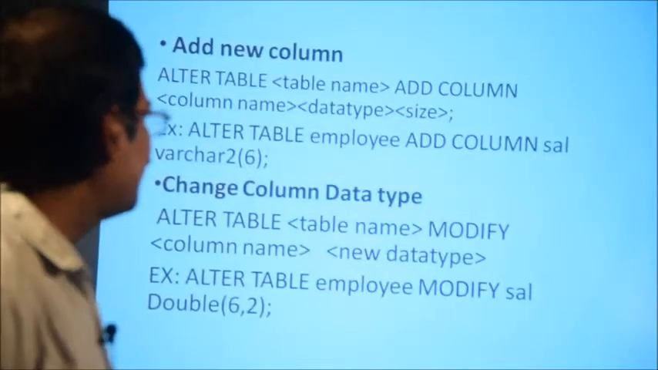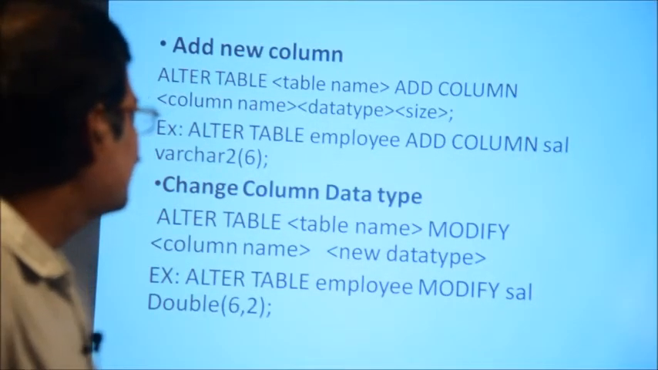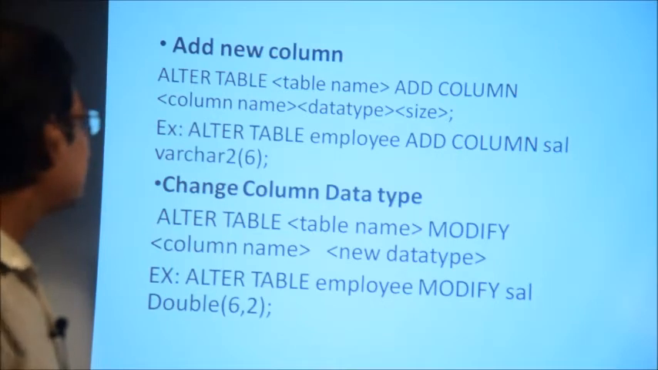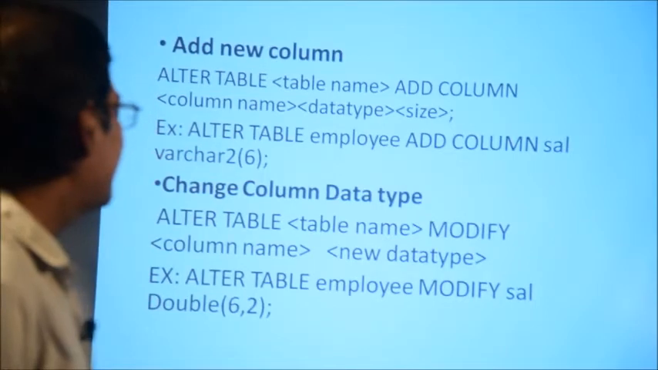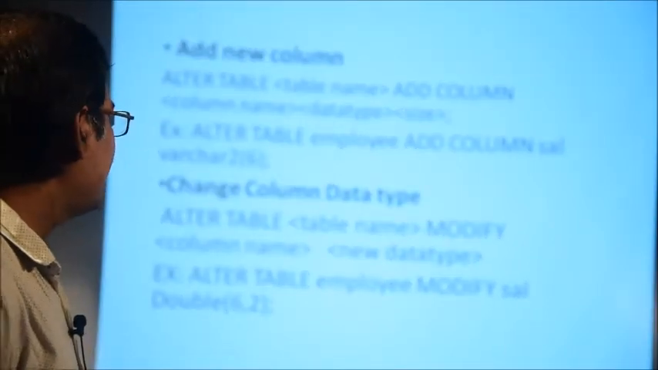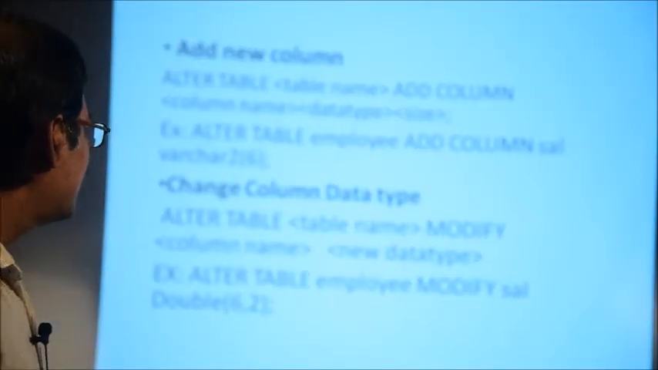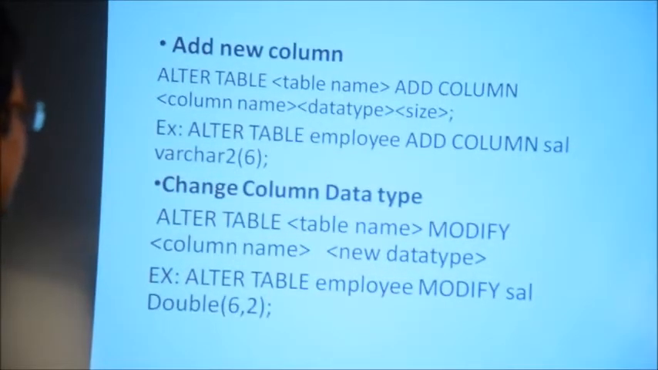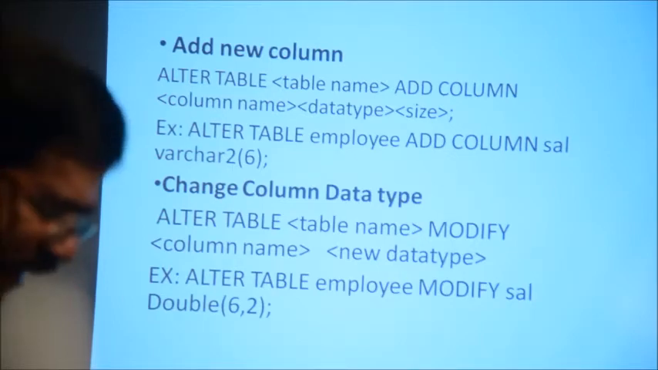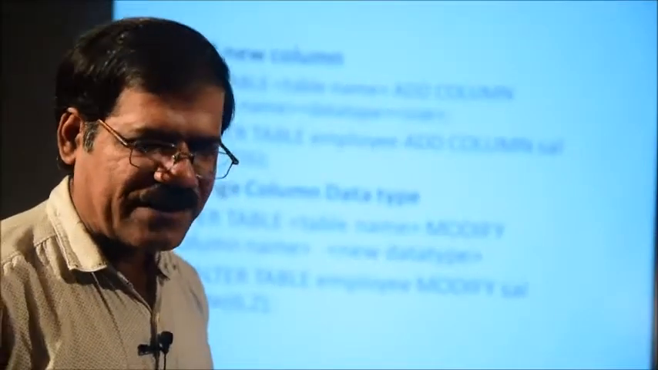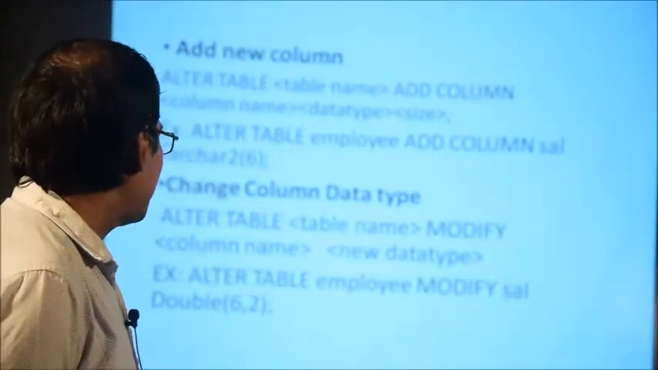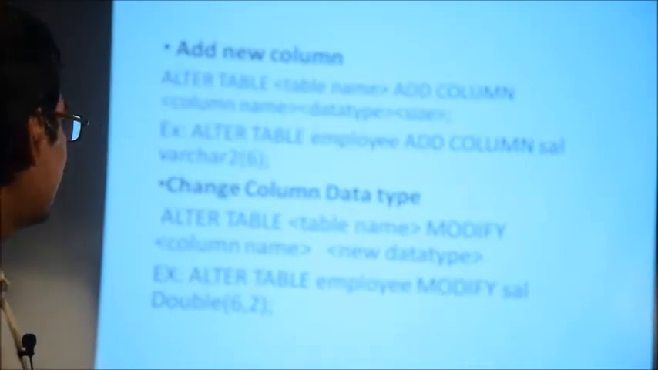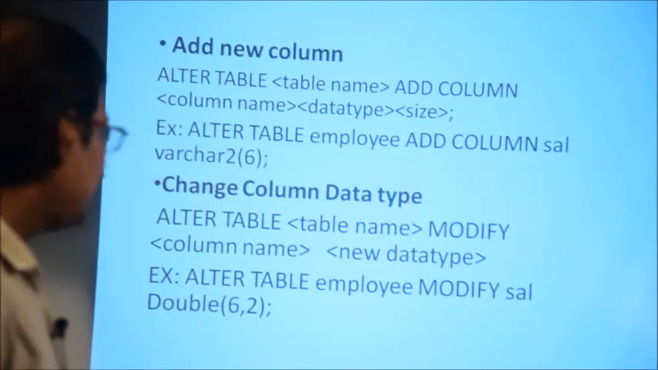So what will I do? I want to change the data type of salary. The command is: in place of add, you write modify. So alter table name, then modify column name and new data type. For example, alter table employee modify salary double. The table name is employee, the column I want to modify is salary, the data type is what I modify, and the new data type is double 6,2.